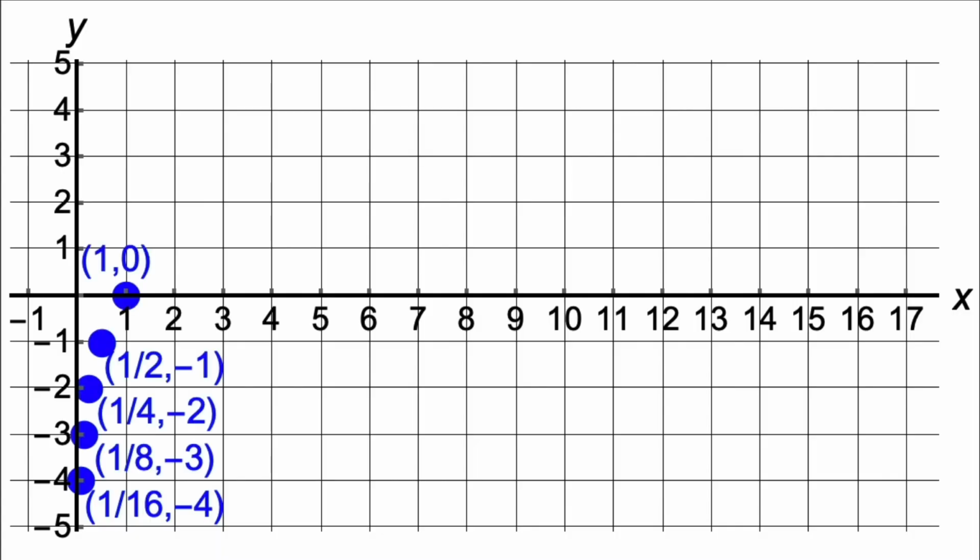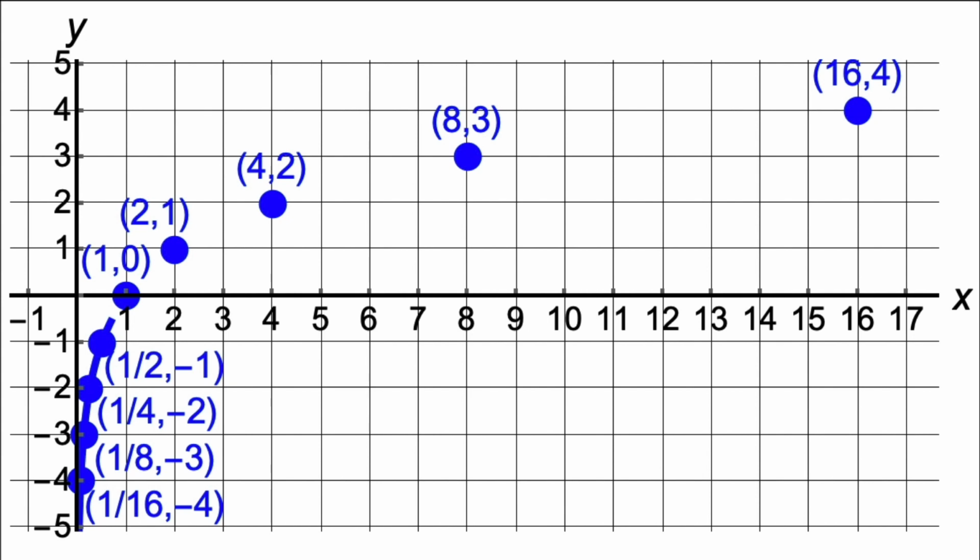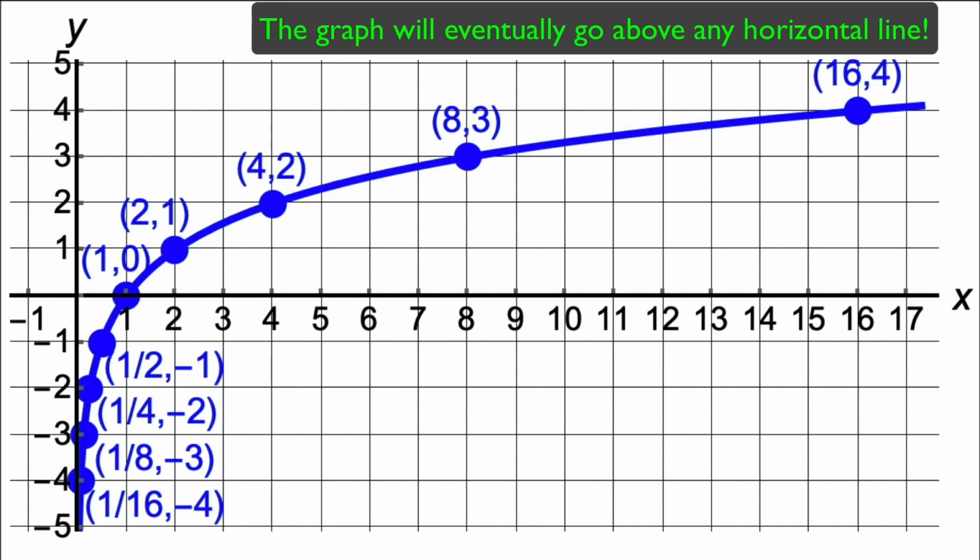Notice the point in the lower left has coordinates 1/16 comma negative 4, and the point in the upper right has coordinates 16 comma 4. Now connect these dots with a continuous and smooth curve. The graph of this function is always increasing, and it's also concave down. The slope keeps getting smaller and smaller. Don't let that fool you into thinking it has a horizontal asymptote, however.